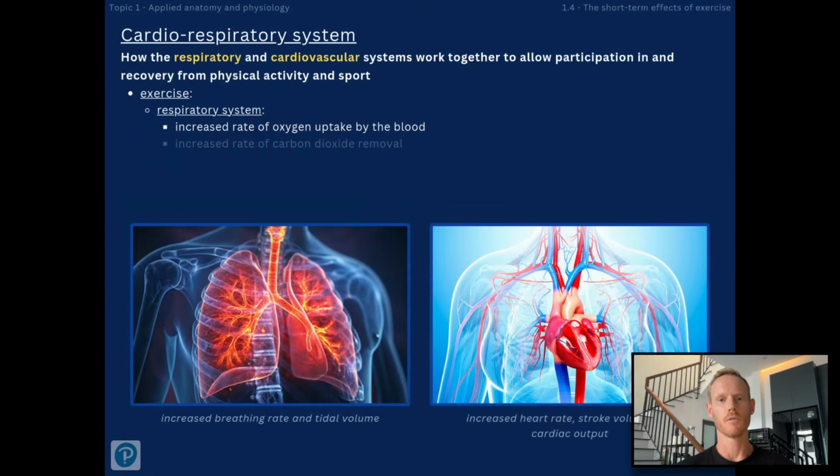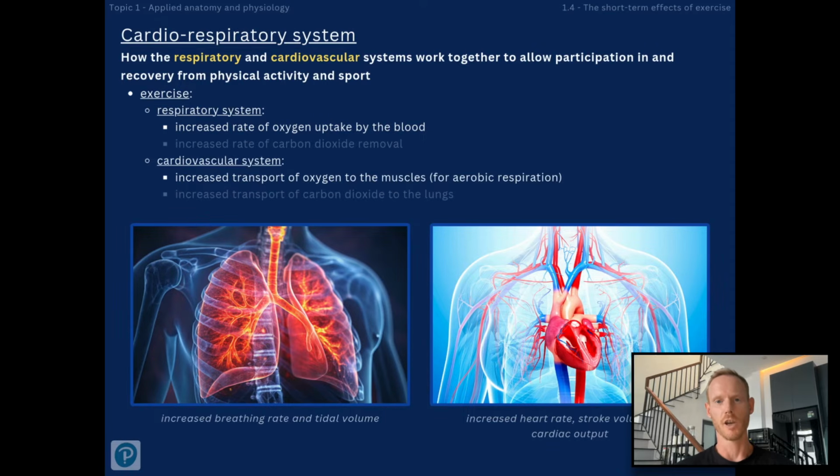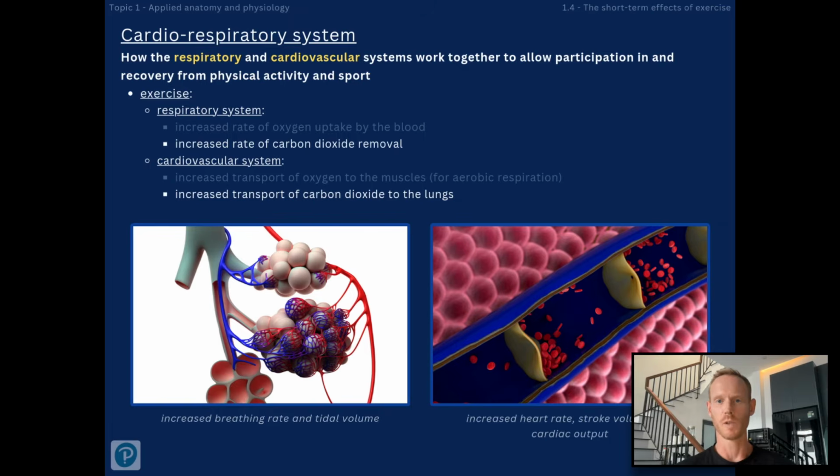During exercise, the respiratory system draws more air into the lungs, increasing the rate at which oxygen diffuses into the blood. At the same time, the cardiovascular system pumps more blood around the body, increasing the rate at which oxygen is delivered to the working muscles. This leads to faster rates of aerobic respiration and carbon dioxide production. The carbon dioxide is transported back to the lungs by the cardiovascular system, where it diffuses into the alveoli to be exhaled.